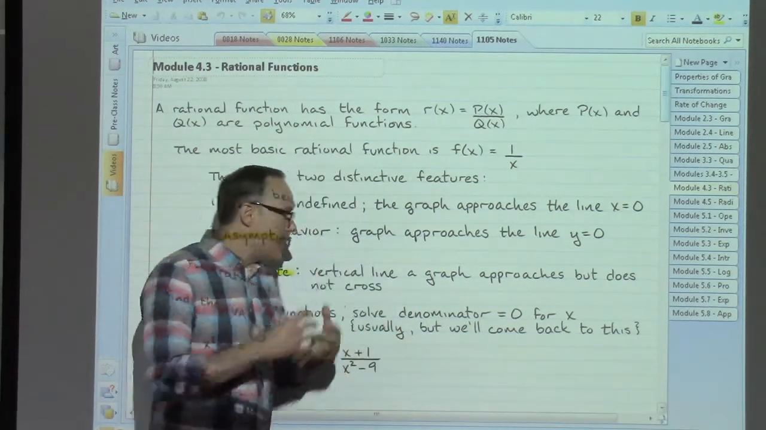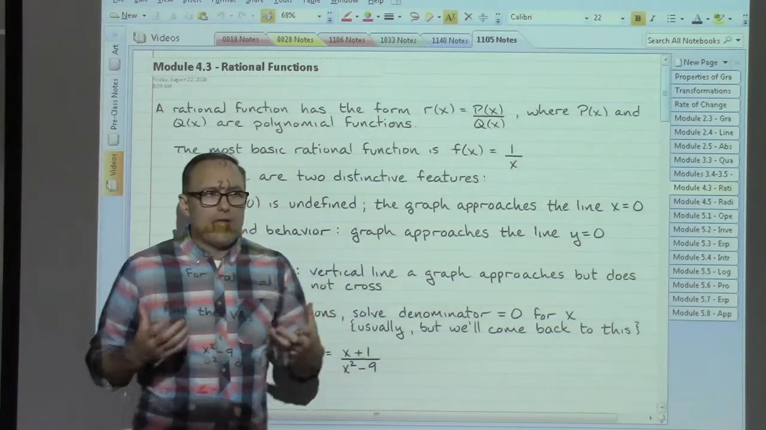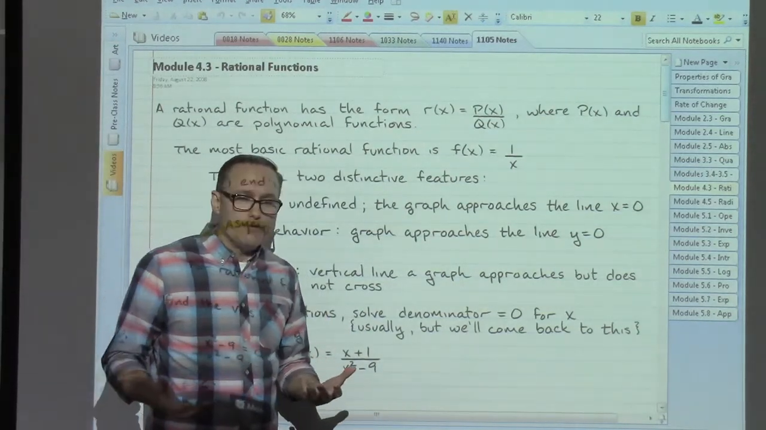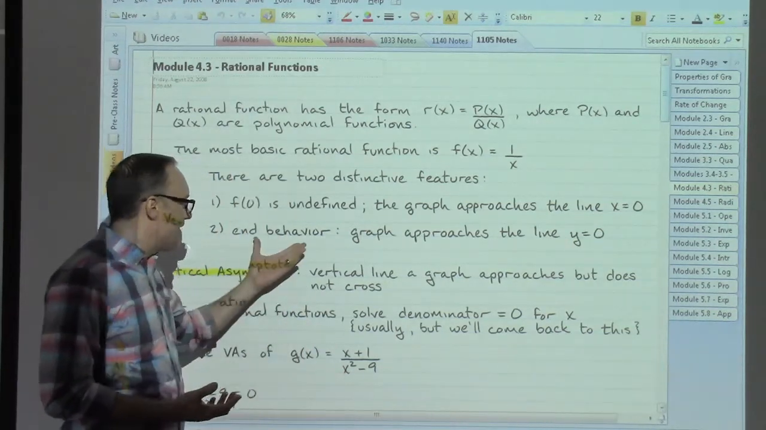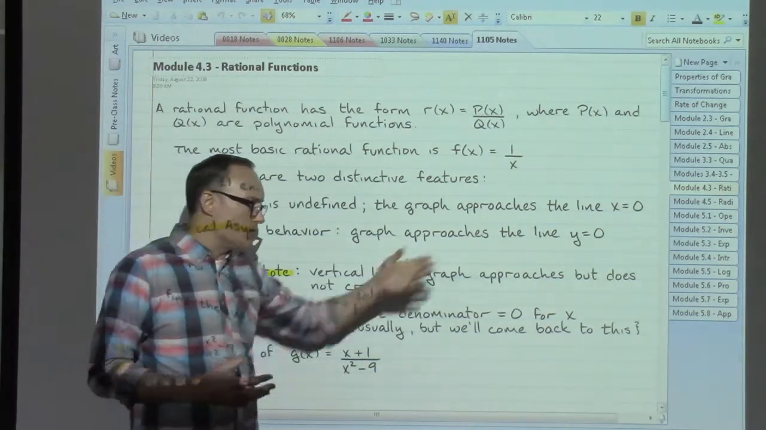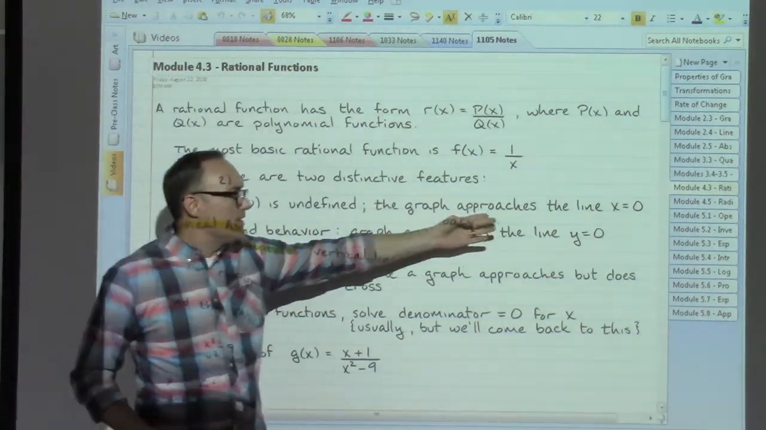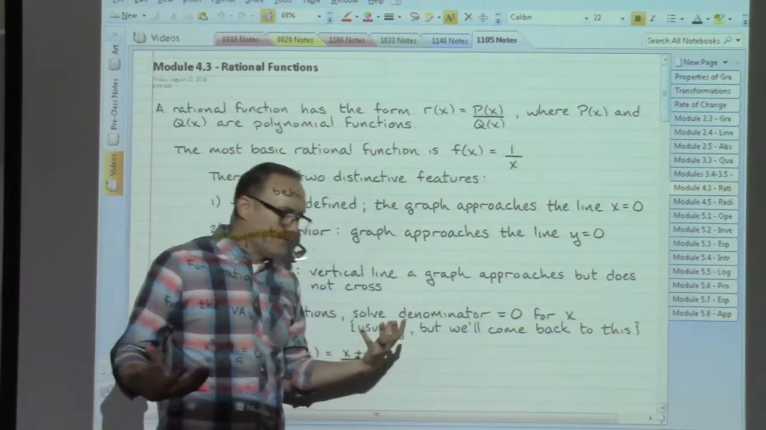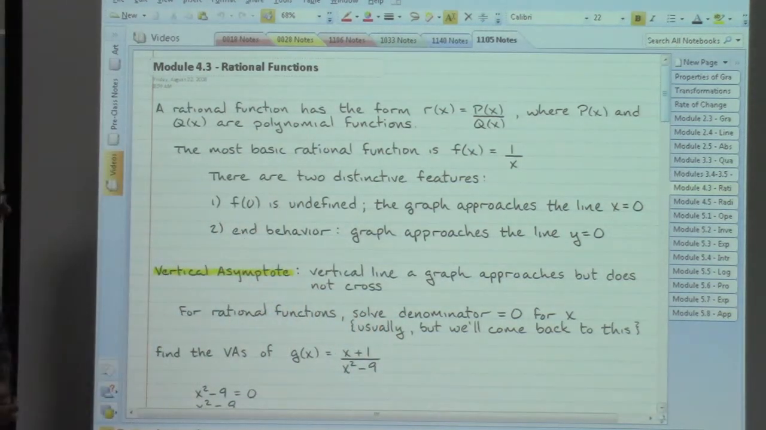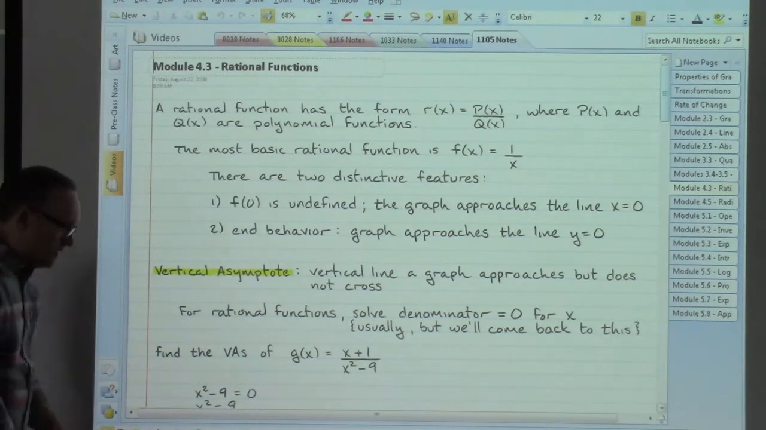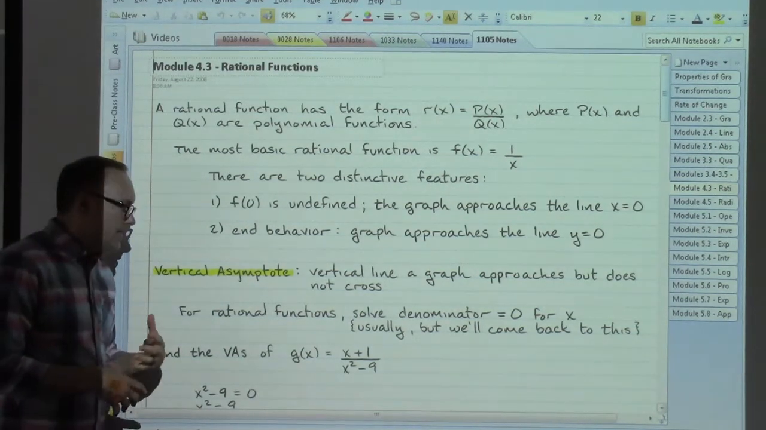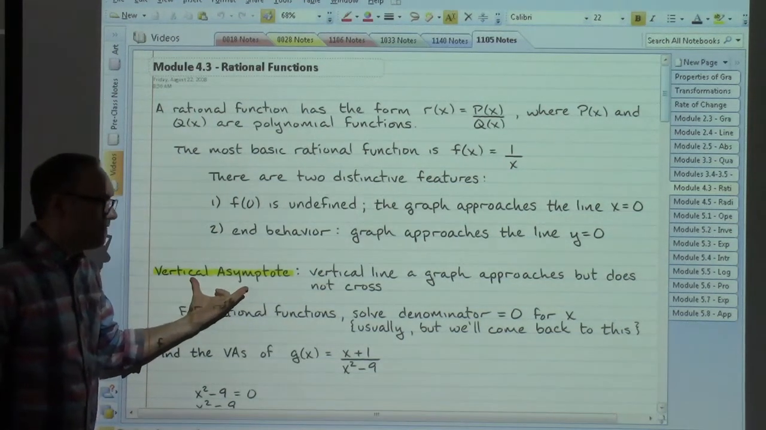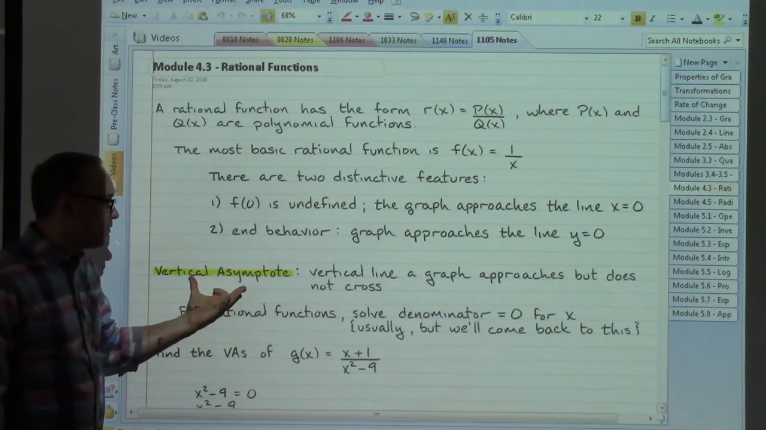So can we take this kind of behavior and expand it to other kinds of rational functions? Will we always have that sort of end behavior where we approach a horizontal line? Are there always going to be these vertical lines that we approach? How do we know? What's the scoop? So let's take a look at these things, starting with the first distinctive feature mentioned for our basic function, f of x equals 1 over x.